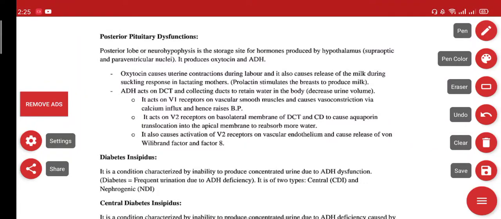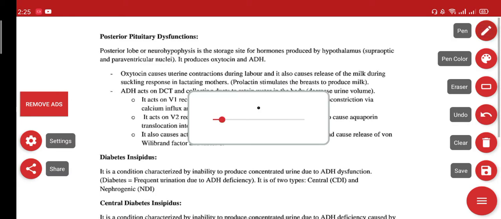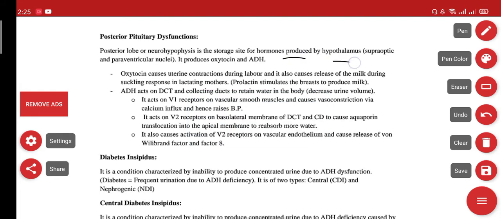After covering the anatomy of the pituitary gland, now let's talk about the various dysfunctions of the pituitary gland. First being the posterior pituitary dysfunction. Now we know that the posterior lobe of the pituitary, also called the neurohypophysis, is actually a storage site for the hormones produced by the hypothalamus.